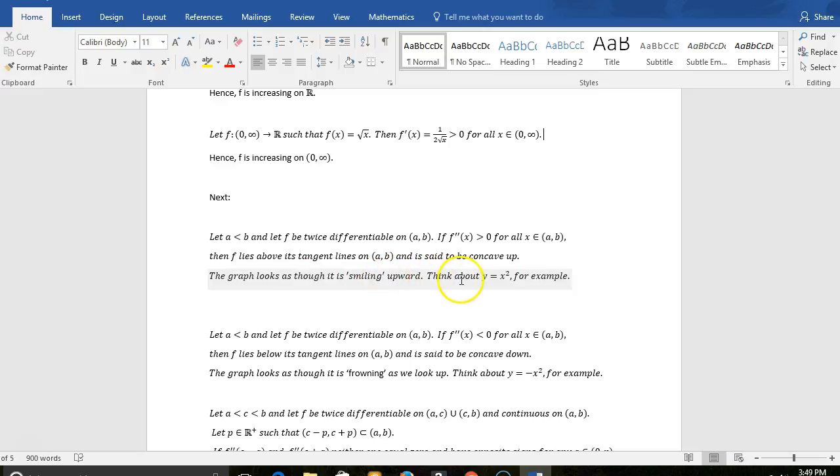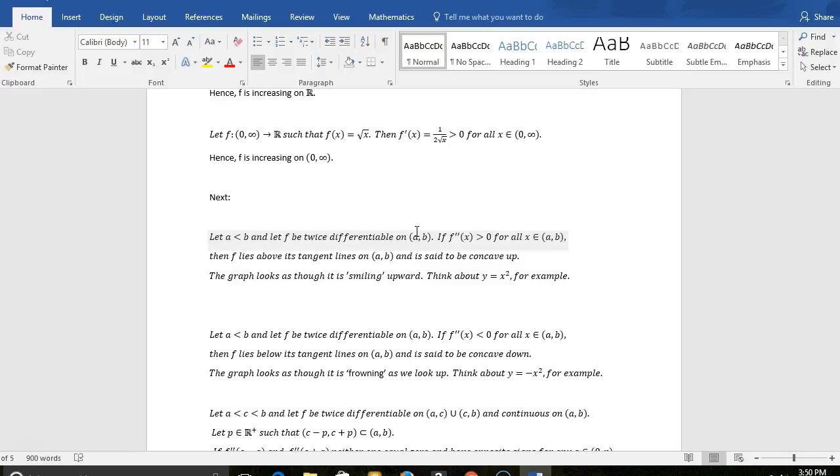A prime example, think about y equals x squared, the classical parabola, defined on all the reals. And in a similar fashion, again, let a be less than b and let f be twice differentiable on (a, b). Well, up here I said the classical parabola, it would be the classical parabola restricted to (a, b). So I guess I should be a little careful. It's the restriction of the classic parabola to the open interval domain (a, b).